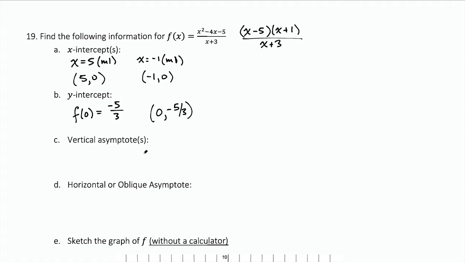Vertical asymptotes are the zeros of the denominator of our reduced form. So here we've got the x plus 3, set that equal to 0, and we get x equals negative 3. And that has a multiplicity of 1 as well.